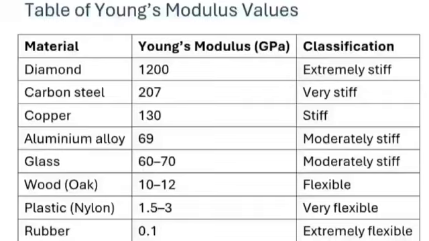Then wood or oak has a Young's modulus between 10 to 12 gigapascal. That's somewhat low, so it is flexible. Plastic or nylon, 1.5 to 3 gigapascal. That is quite low, so it's very flexible. And then rubber, 0.1 gigapascal, is very low, so rubber is extremely flexible.